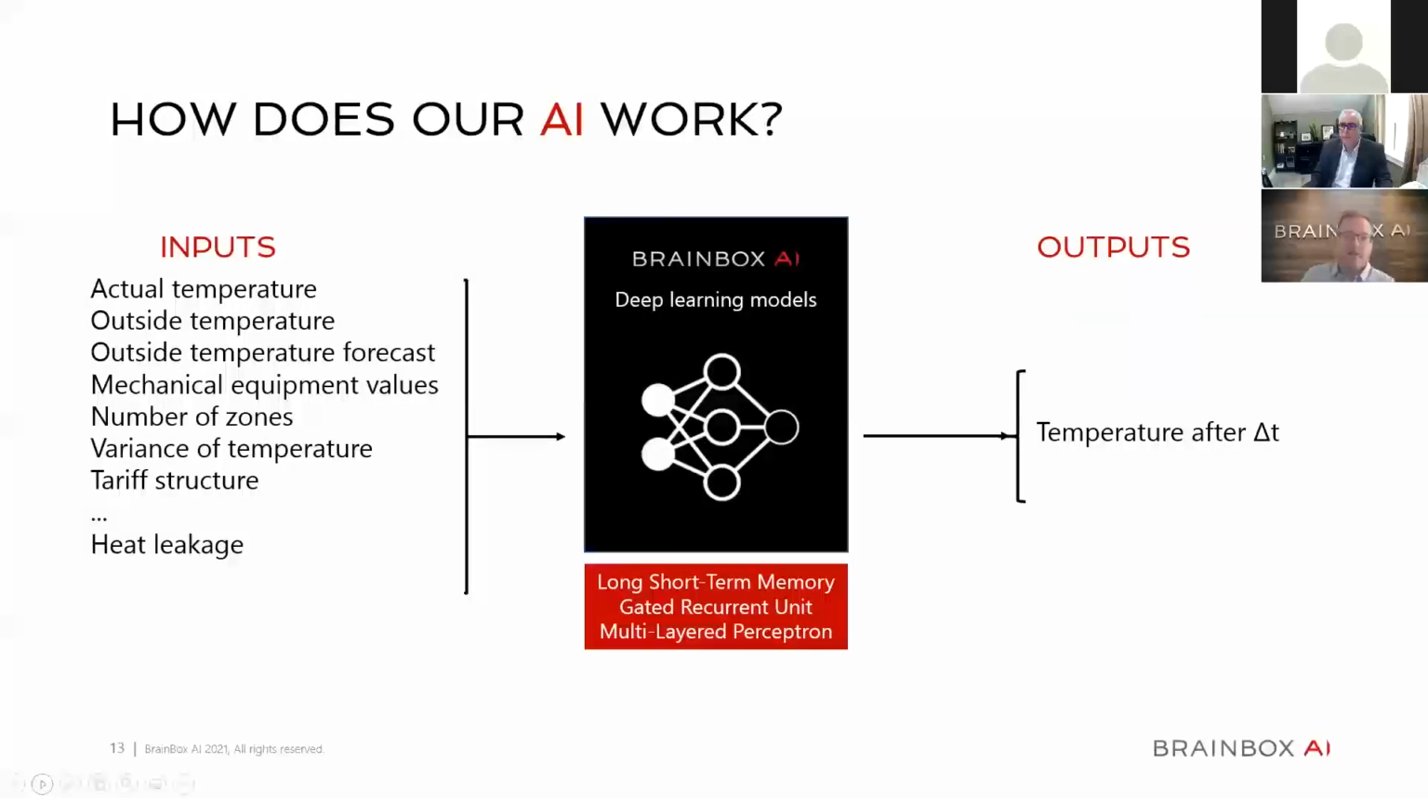So how does the AI work? It's important that Mark went over the AI and all of the buzzwords and different aspects of AI. But the key here is that we didn't reinvent the wheel. We took AI algorithms and AI processes from other industries and are applying them to HVAC systems. So the way this works, and I talked a little bit about that, is taking lots of data, from actual temperature to outside weather forecast to mechanical equipment information to number of zones, the variance of temperature, that heat leakage, so that thermodynamic nature of the building, and we put it in this deep learning model.